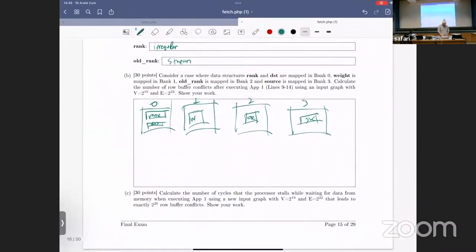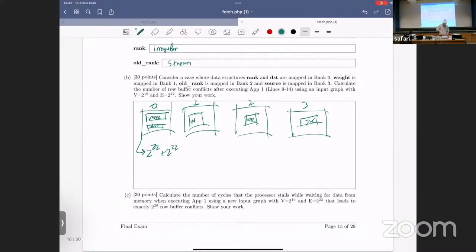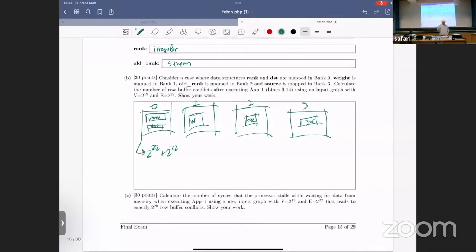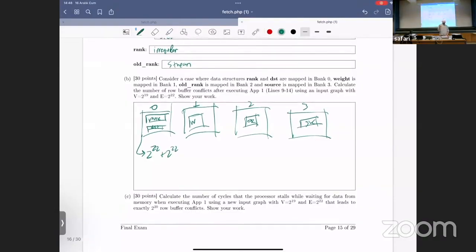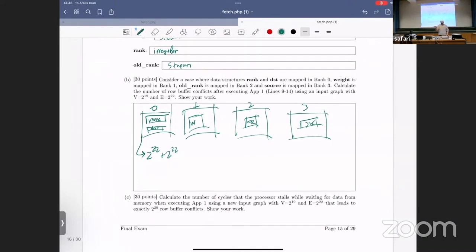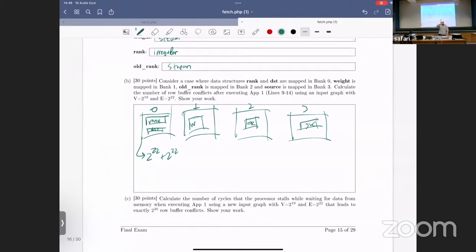So what will happen in this scenario in bank 0? We will need to do 2 to the power of 22 conflicts when we access the destination, and 2 to the power of 22 conflicts when we access the rank. So let's go to the weights and the other 3 scenarios, which are the same thing. What's the difference here? We need to activate another row and have a conflict only when the row finishes, and we need to go to the next row and activate another row.